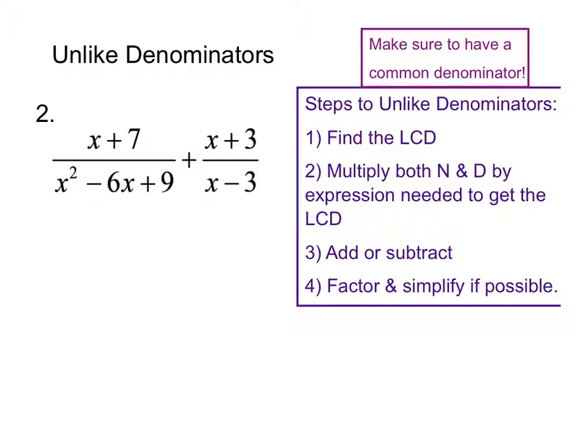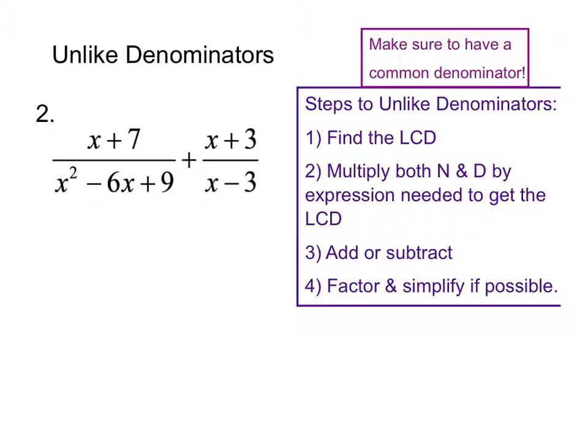Okay, let's go through another example. We're still going to follow those same steps that we had on the other slide and make sure that we have a common denominator. So if we look at number 2, we have x plus 7 over x squared minus 6x plus 9, plus x plus 3 over x minus 3.